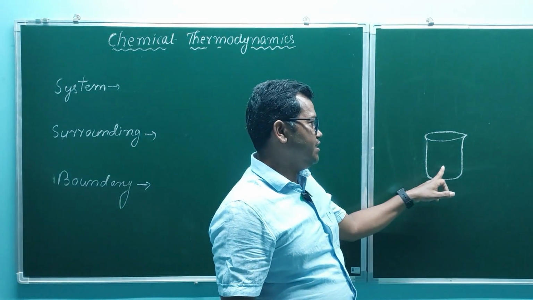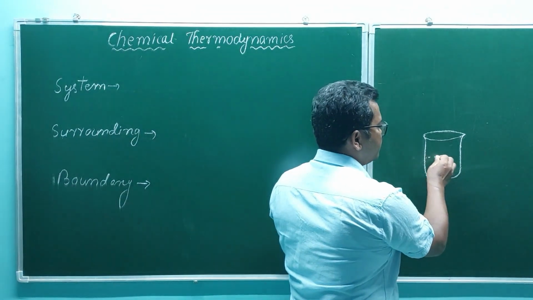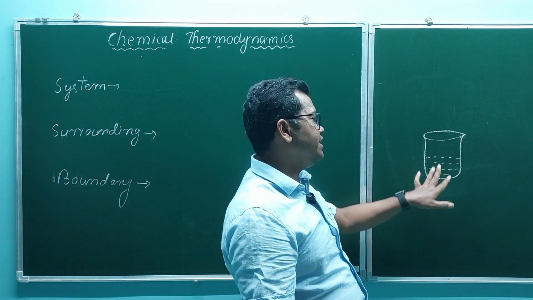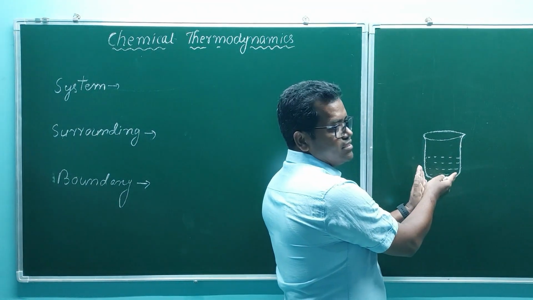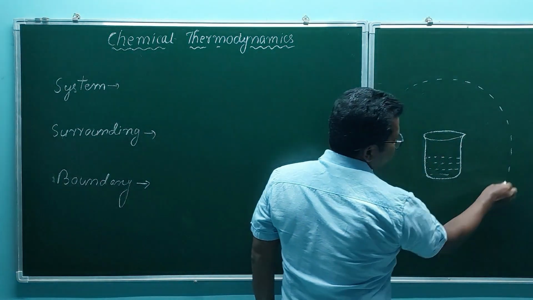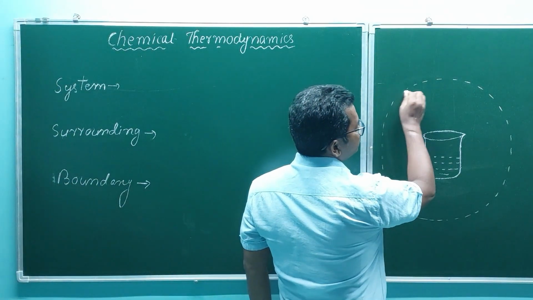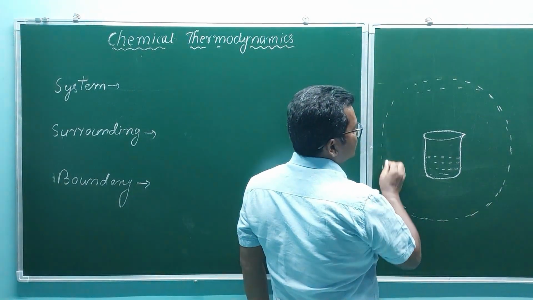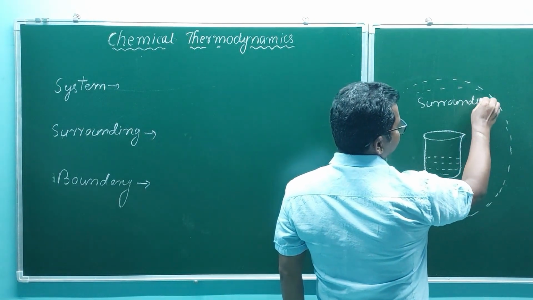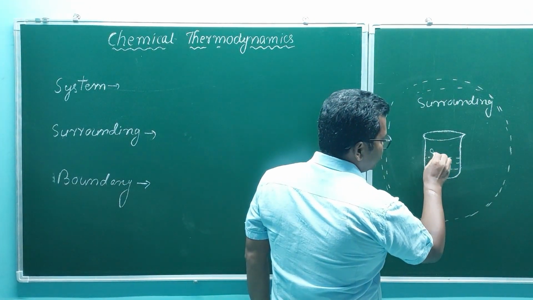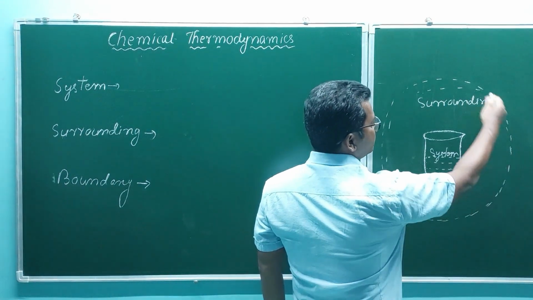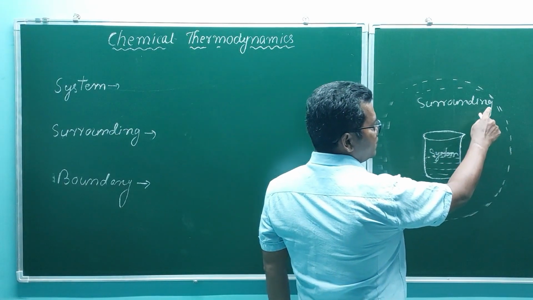Now let us take a beaker. This beaker containing some hot water or water. So the beaker containing some water is called a system. And the remaining portion of the universe is called our surrounding.